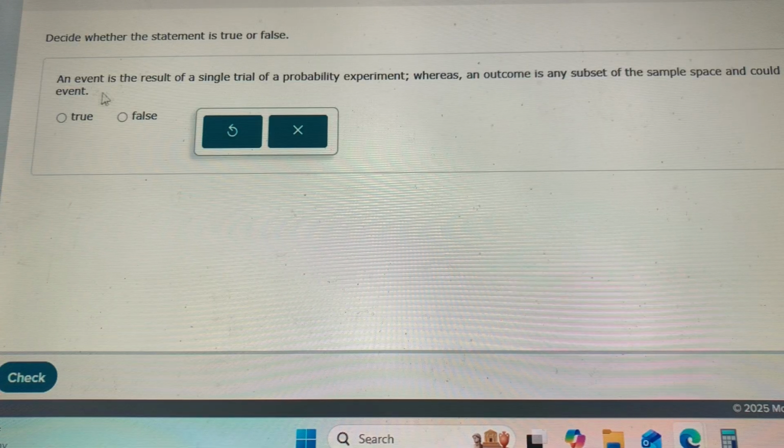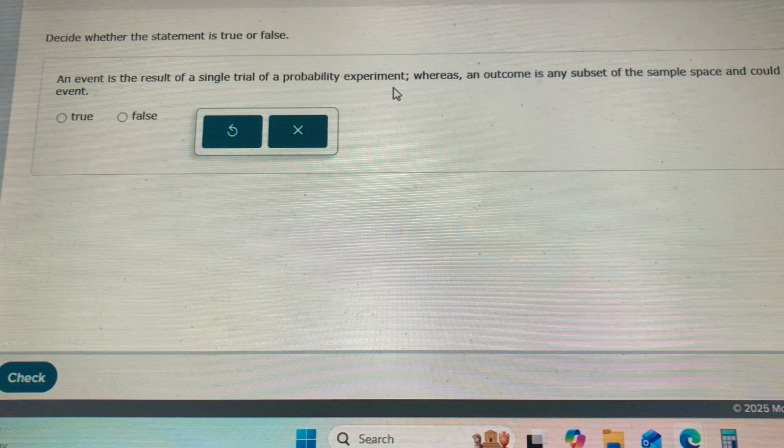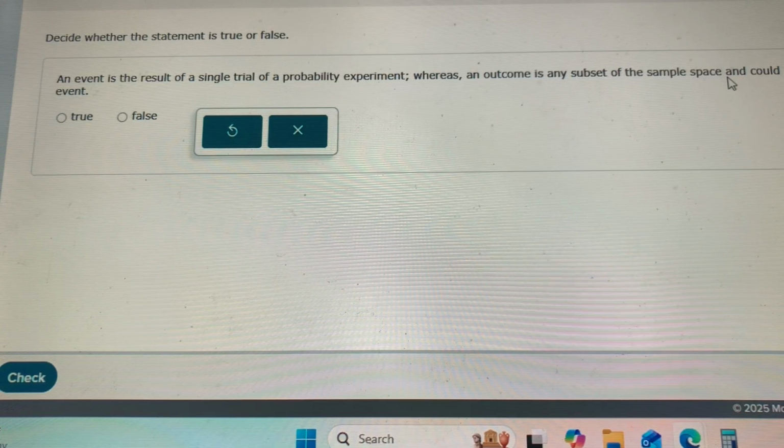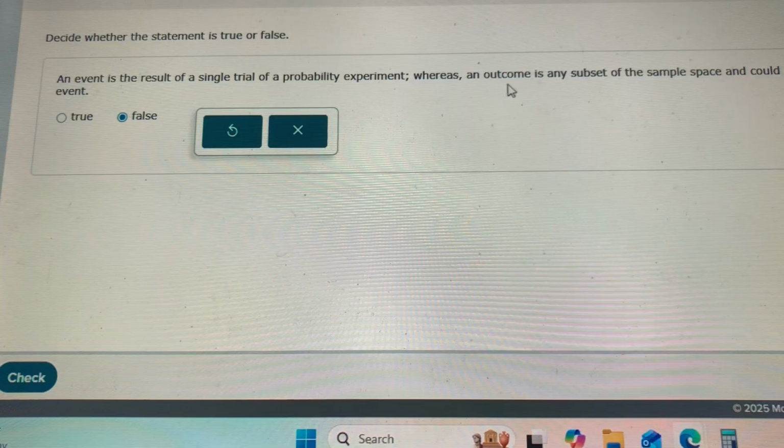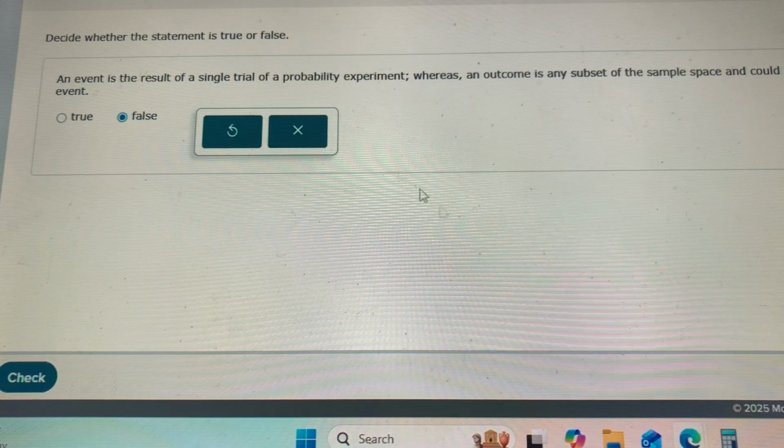Decide whether the statement is true or false. An event is the result of a single trial of a probability experiment, whereas an outcome is any subset of the sample space and could include more than one event. This is false because it's backwards. An outcome is a single trial.